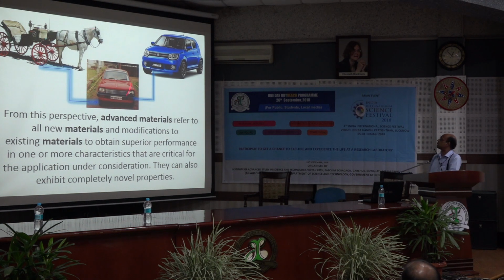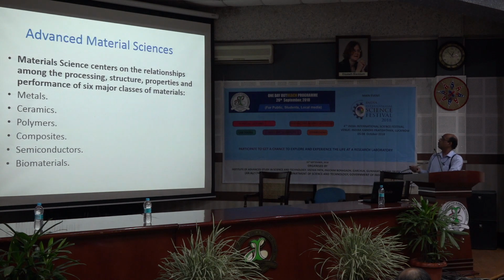So from this perspective, I can say advanced materials refer to new materials and modifications to existing materials to obtain superior performance in one or more characteristics that are critical for the application under consideration. They can also exhibit completely novel properties. Now, in advanced material science, these are the 6 major classes of material which we deal with mainly: metals, ceramics, polymers, composites, semiconductors, and biomaterials.